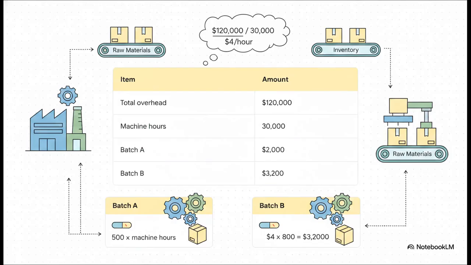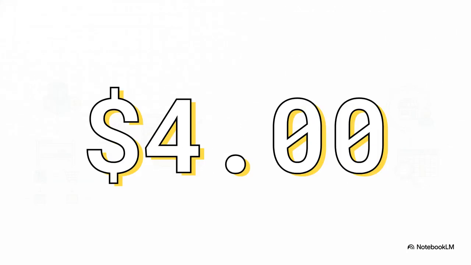Let's walk through a worked example to show how we assign these abstract costs mathematically. Imagine our factory has a total estimated manufacturing overhead of $120,000 for the year, and we estimate 30,000 total machine hours. Now, let's look at our products. Product batch A took 500 machine hours, and batch B took 800. So taking that $120,000 and dividing it by 30,000 hours gives us our predetermined overhead rate of exactly $4 per machine hour. And this brilliantly illustrates the bridge between total factory costs and individual products.